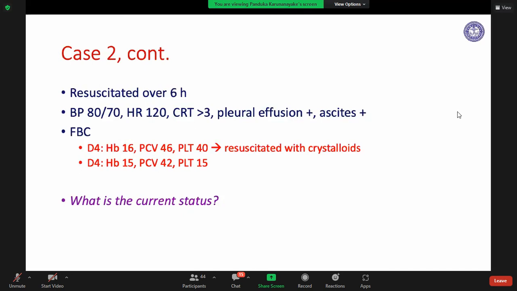If the PCV is a healthy PCV, that's fine. Normally, we like a PCV which is slightly higher than normal. Then that means they are having enough red cells.